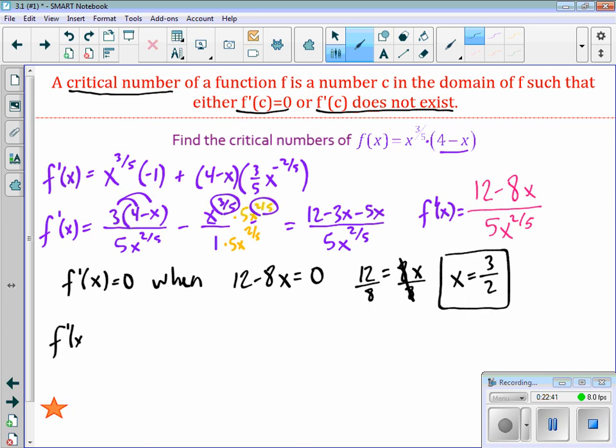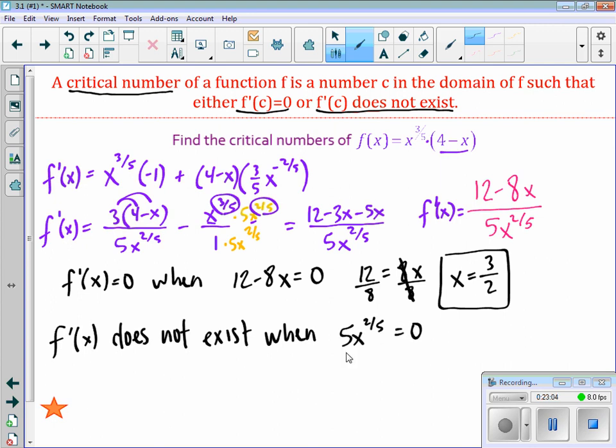Okay, and then the other part is the derivative does not exist. I was going to say is undefined, but just keep it with the wording they're using in here. When the denominator, so 5x to the 2/5 equals 0. Now this one's pretty easy because you can just plug 0 and you can see that. If you're trying to solve stuff like this for other types of problems, you divide by 5 first, right? And then how do you solve something that's x to the 2/5 equals whatever this number is?